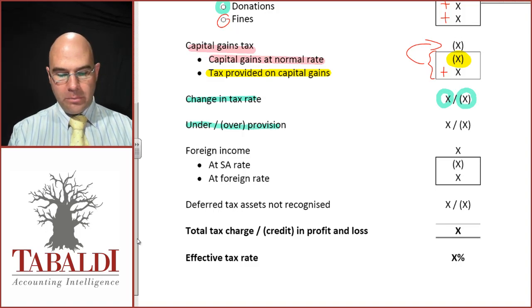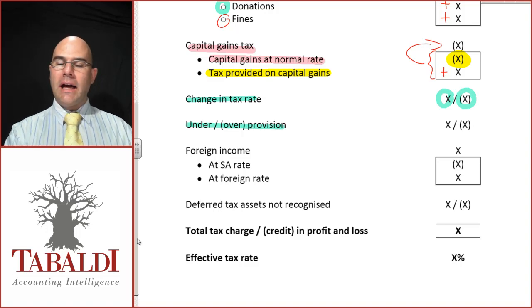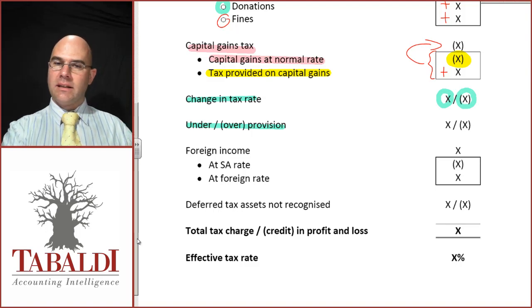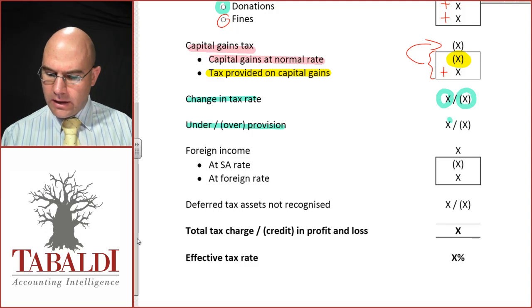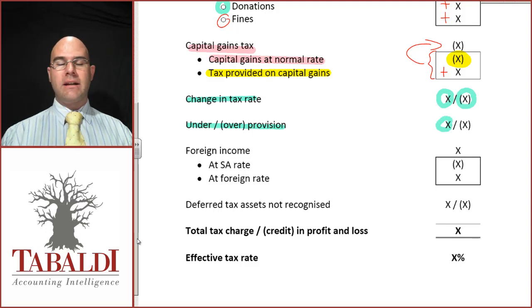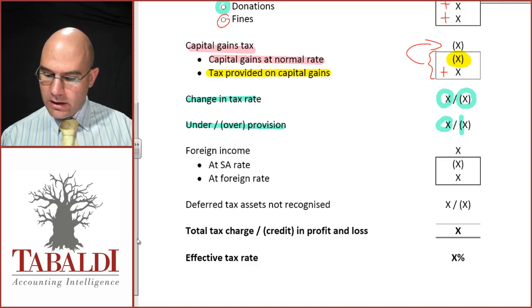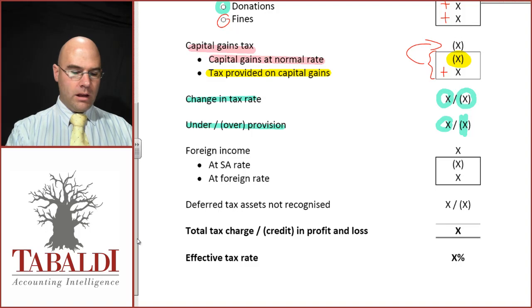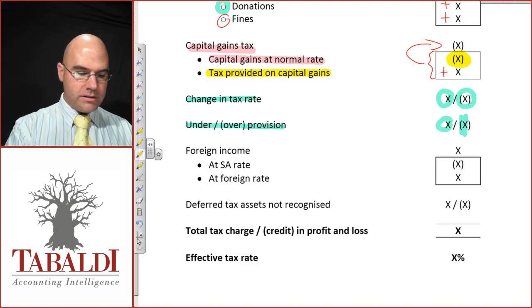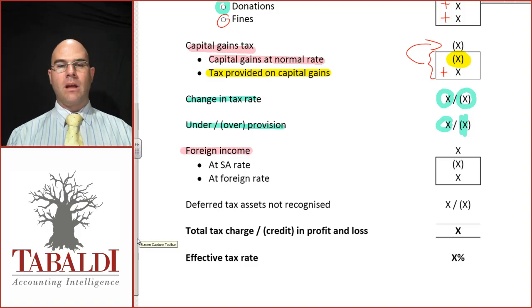Similar thinking for under or over provision. If I had under or over provided for tax in the previous years, well then it's a change in estimate in the current year. So what do I need to do? If I under provided in previous years, I'll have to increase the tax expense this year. If it was an over provision in previous years, I will change the estimate in the current year in terms of IAS 8. Next one, I also want you to think about any foreign income.